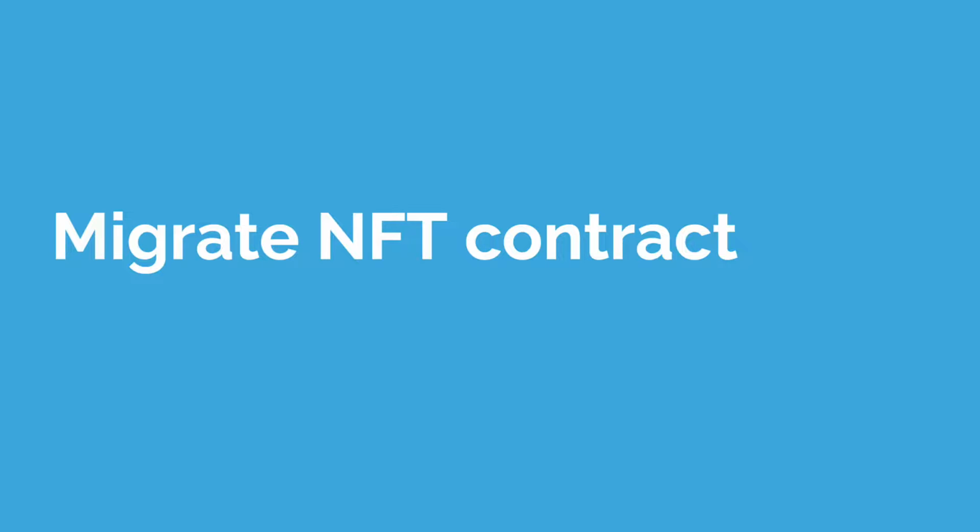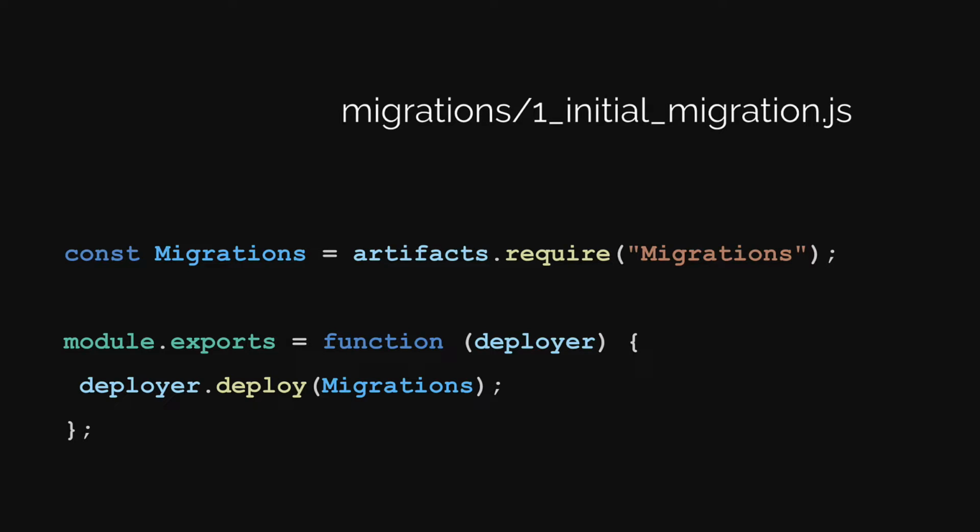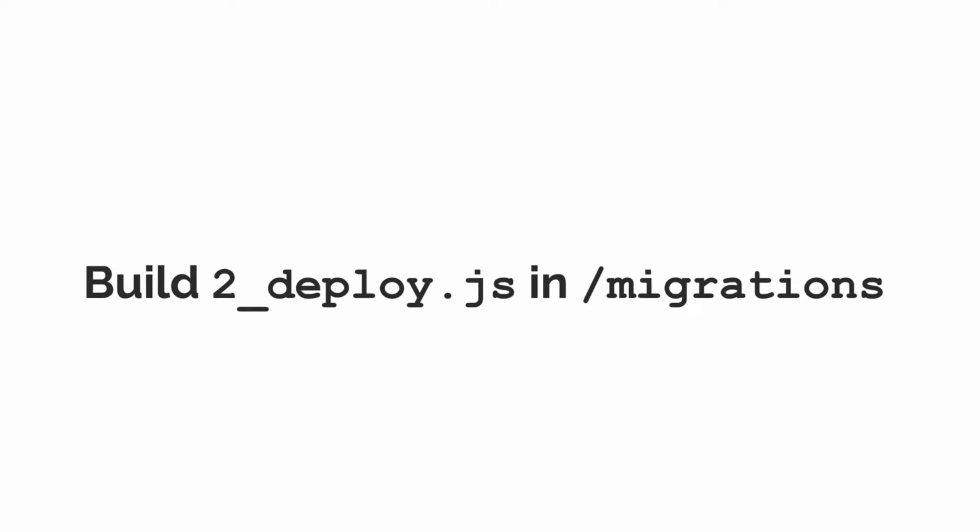Then we're going to migrate our NFT contract, which means writing code that will deploy the contract to the blockchain. You might remember this file we had, initial migration.js, created for us by Truffle. This is the code that deploys the migrations contract. We're going to build our own similar migrations file called anything you'd like, really. This is going to migrate or write the code that deploys our NFT contract.